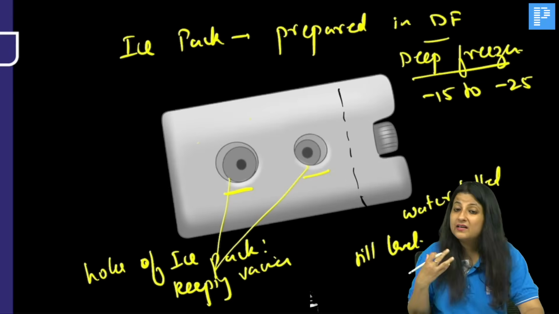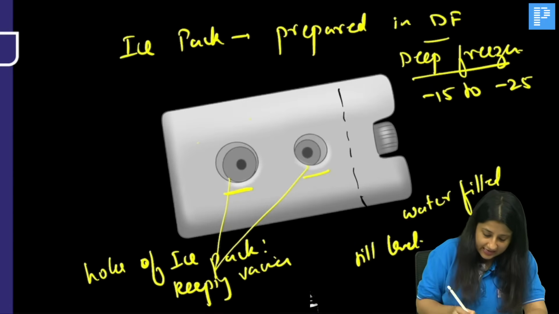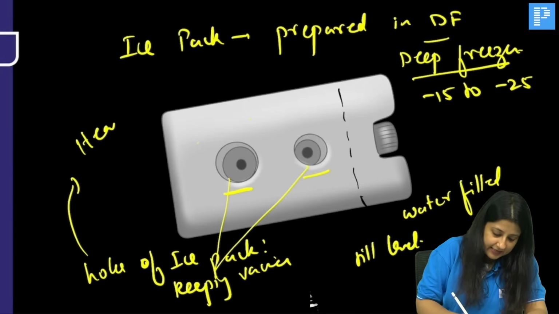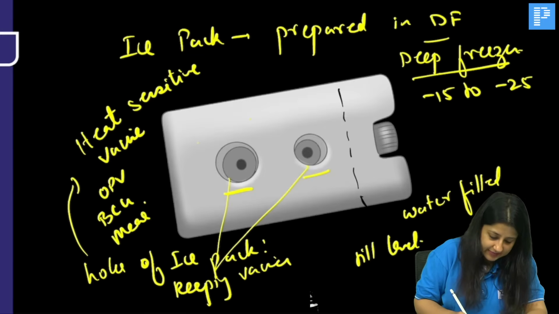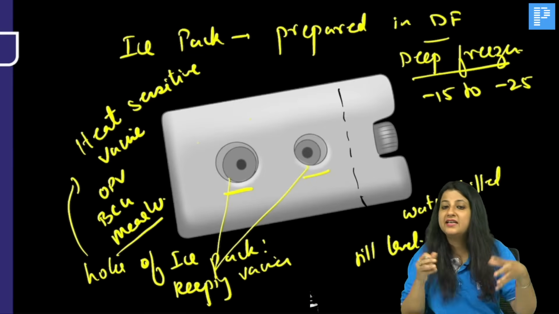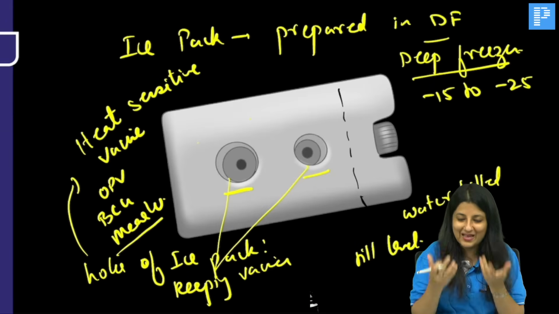Now this is a cold thing, the ice pack. Alright, so I can't keep the freeze sensitive vaccines. I am going to place the heat sensitive vaccines. I will place OPV. I can place BCG, I can place measles. I will not be putting the T series vaccines in the holes of the ILR, of the ice pack. Clear?